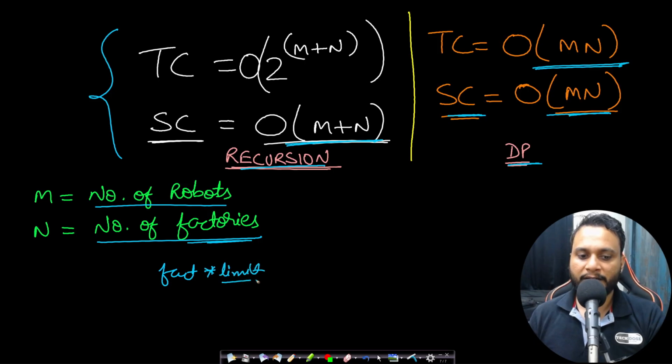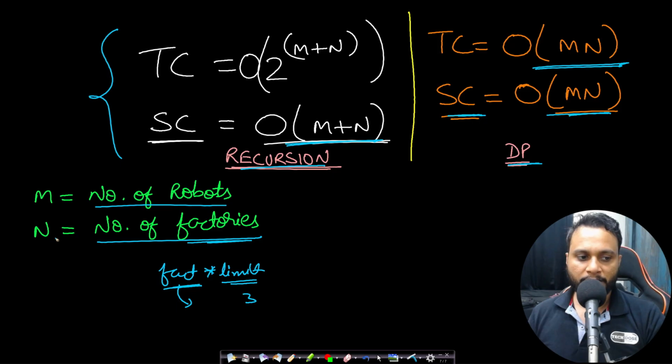So if a factory had a limit of 3, then I will be including 3 instances of that factory at the same position. So when we do that, after that we take the value of n. The maximum number of robots was 10 to the power of 2, and the maximum number of factories was also 10 to the power of 2, but then the limit per factory was also 10 to the power of 2, and therefore the n value can go to a maximum of 10 to the power of 4.